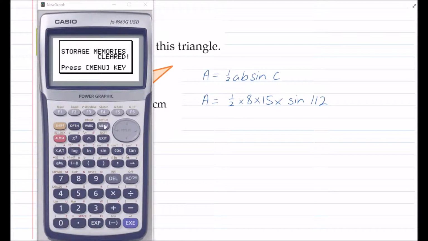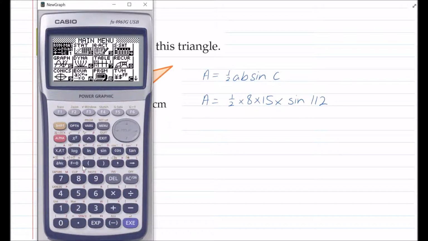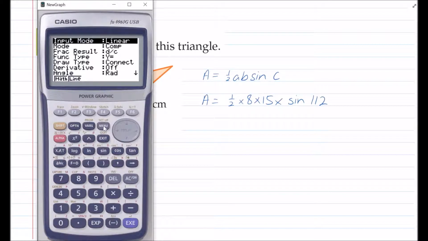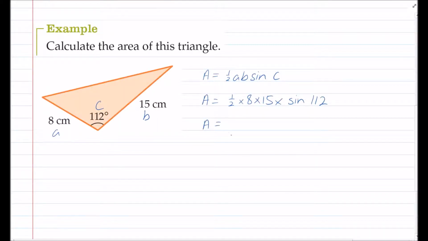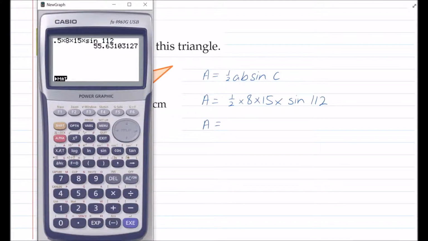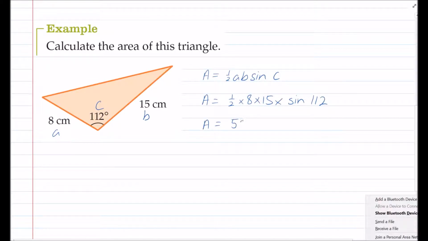Okay, so here's my calculator, and we will make sure that we're in degrees mode because this angle is in degrees. So I'll come down and change my angle to degrees, and we'll put this in. So half times 8 times 15 times sine 112, and there's our answer. So the area of this triangle is going to be 55.63 centimeters squared.